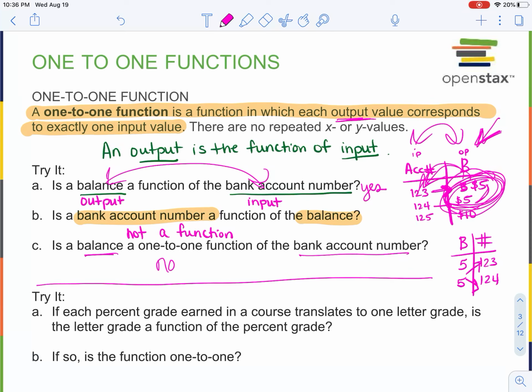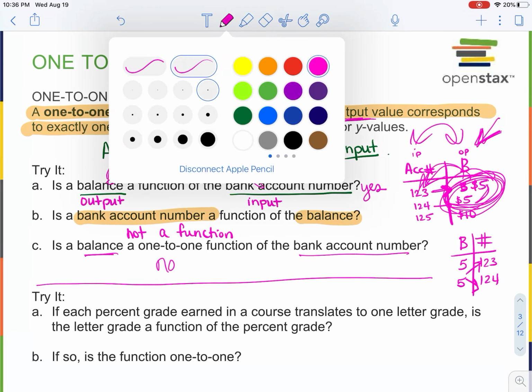So you guys try the next one. It's a try it, which means you're going to pause the video. You're going to read through these. You're going to try to answer the questions, and then you'll unpause it and we'll go over it. So go ahead and hit pause now.